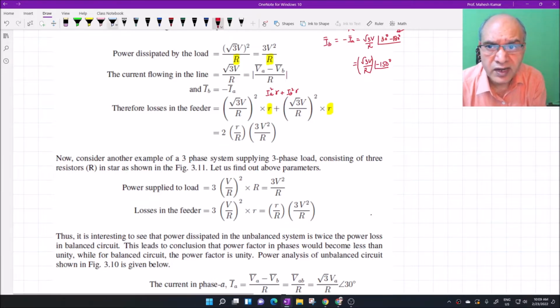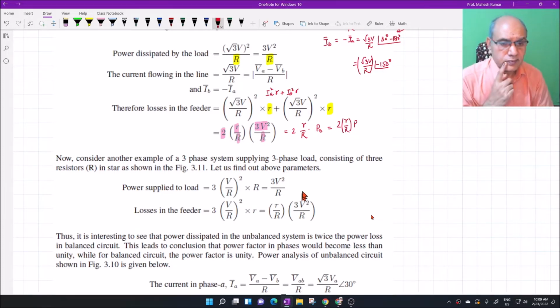So 2 comes here, and this is R by R. One R I have taken here to make it in terms of the power, the output power. So this becomes 2 R by R into P0, or output power, or simply 2 R by R into P. Clear?